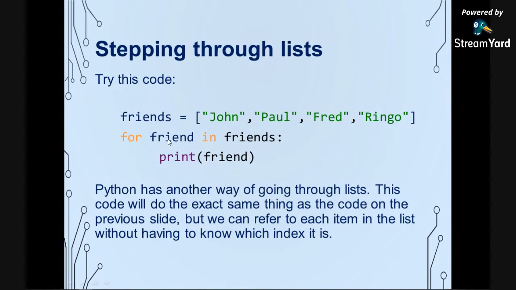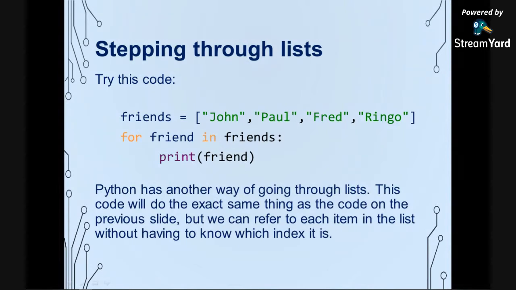Now, I could write any value here. It could be X, it could be elephant, it could be whatever I want it to be, okay? But I've used the word friend because each of these items is hopefully a friend, yeah? So John is a friend, Paul is a friend, Fred is a friend, Ringo is a friend, etc. So this code will do the exact same thing as the code we had before, but it can refer to each item in the list without having to know which index it's working at. So it's printing out the value of that friend.